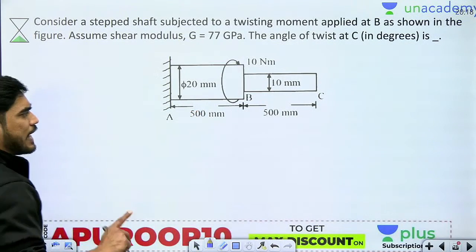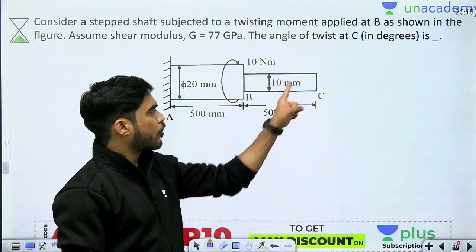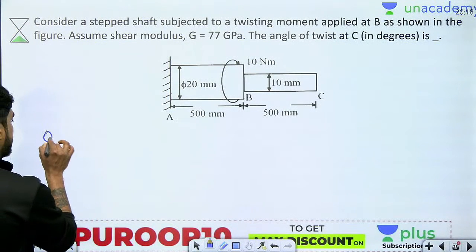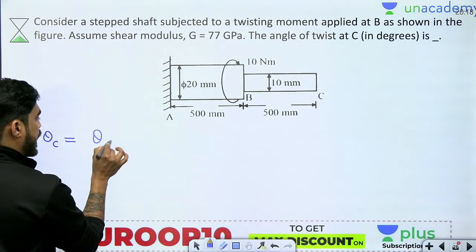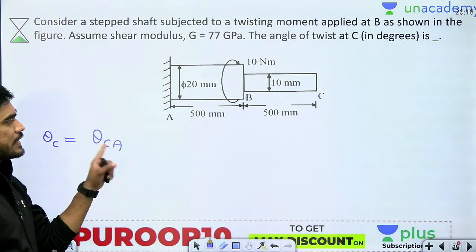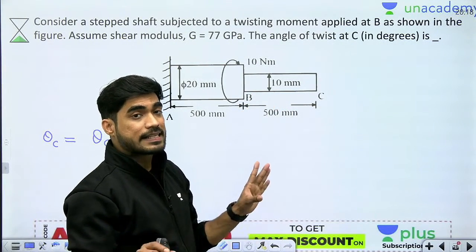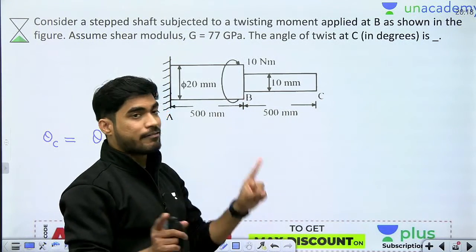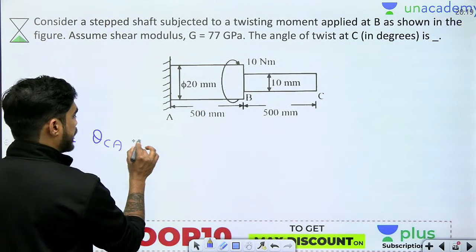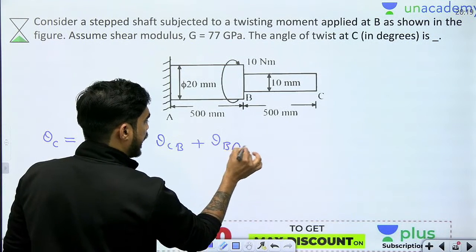Now, in order to calculate angle of twist at any point, what did I tell you? You need to find theta from that point to fixed point. तो अगर मेरे को theta at C चाहिए, तो मेरे को theta CA निकालना पड़ेगा. Okay. Why? Because A is fixed. I can't calculate theta CB because in theta CB, C will also be twisting, B will also be twisting. So I will calculate theta CA. Now can I write theta CA equal to theta CB plus theta BA?